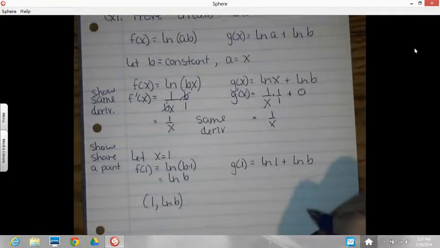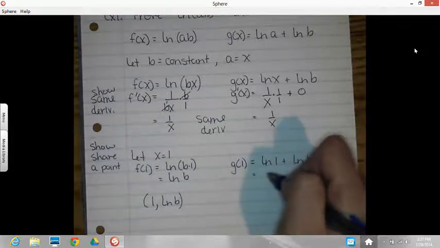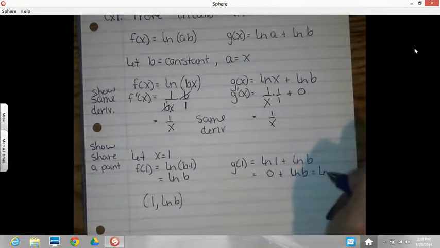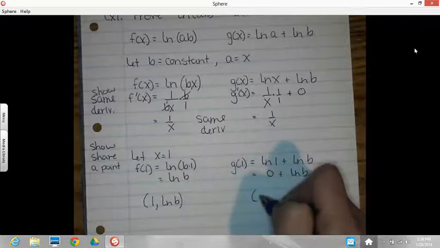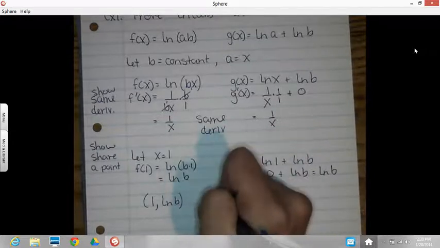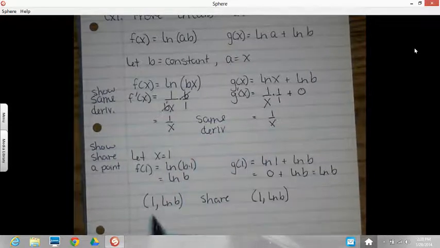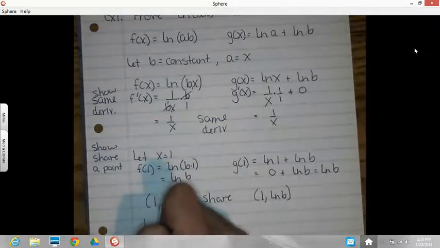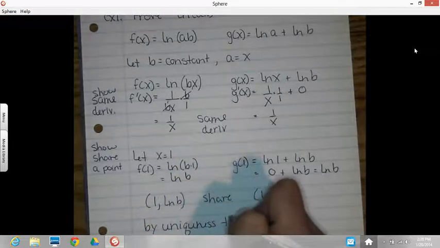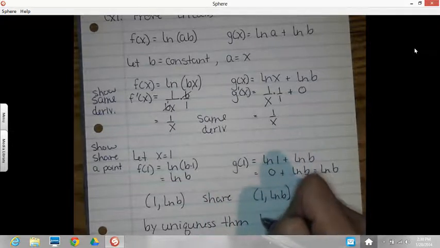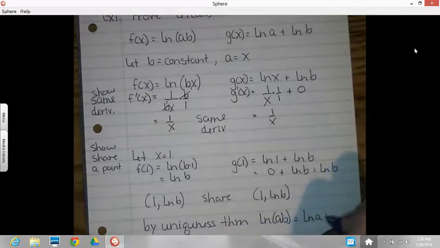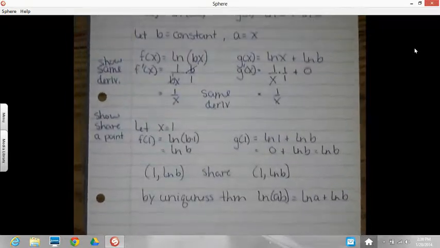And if you remember, maybe you don't, the natural log of 1 is 0 plus natural log of b. So I got natural log of b again for my y value. So when I put 1 in for the x, we simplified down to natural log of b. So now I've shown that they share a point. Specifically, they share the point 1, natural log of b. So by the uniqueness theorem, the natural log of a times b is the same function as the natural log of a plus the natural log of b. Okay, 1 down, 2 to go.